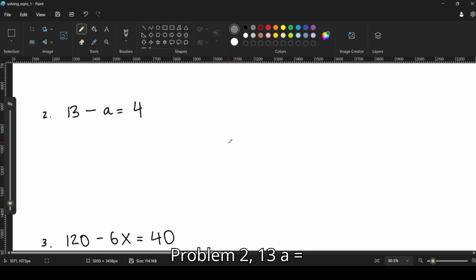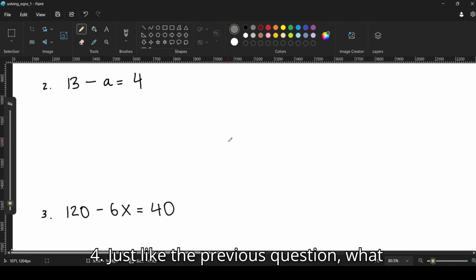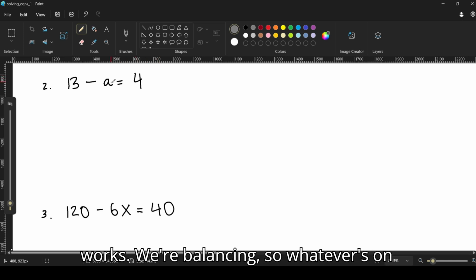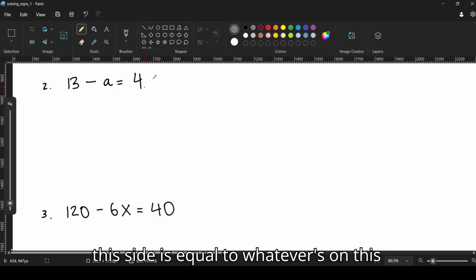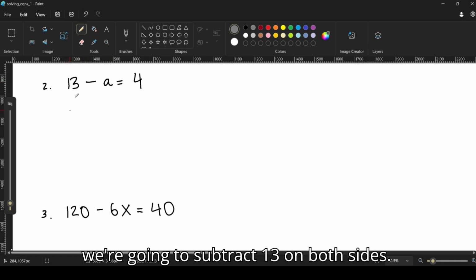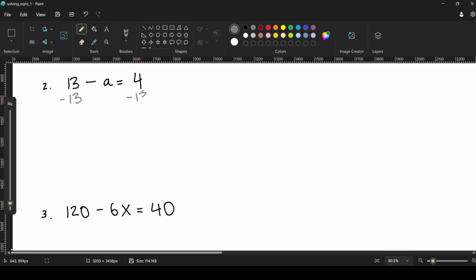Problem 2, 13 minus a equals 4. Just like the previous question, what we do to one side, we're going to do to the other side. This is how an equation works. We're balancing, so whatever's on this side is equal to whatever's on this side. We're trying to isolate the variable here. To get rid of the 13 here, you see it's a positive number, so we're going to subtract 13 on both sides. So then we get negative a equals 4 minus 13.